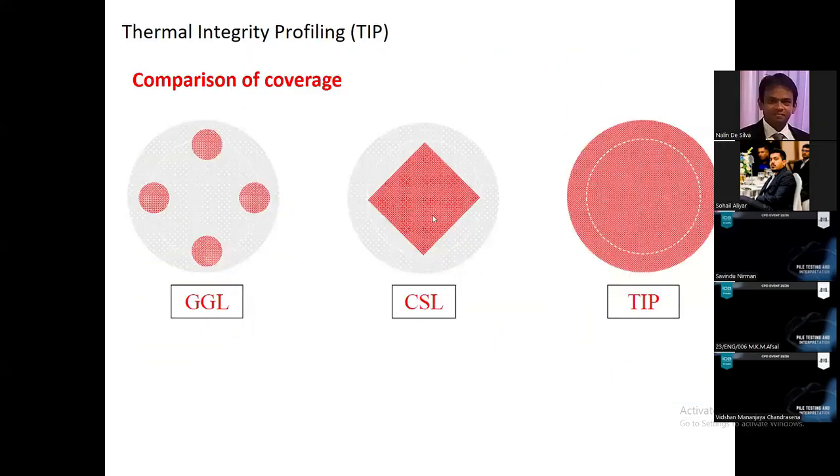So the coverage of the testing area: the GGL means gamma logging. I have not discussed this. This is not popular at all in Sri Lanka, and it has a very low testing coverage. You cannot detect any defects within this region using gamma logging, and it is actually using radioactive material. Therefore, this has some health hazard as well. So gamma logging is not popular in Sri Lanka.